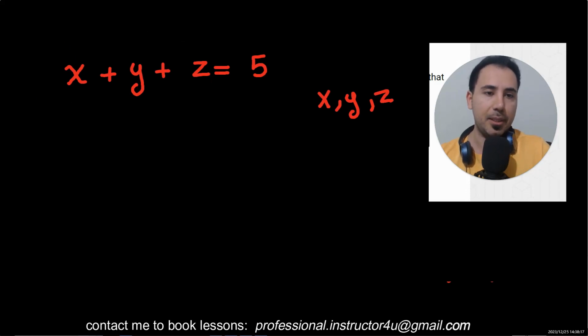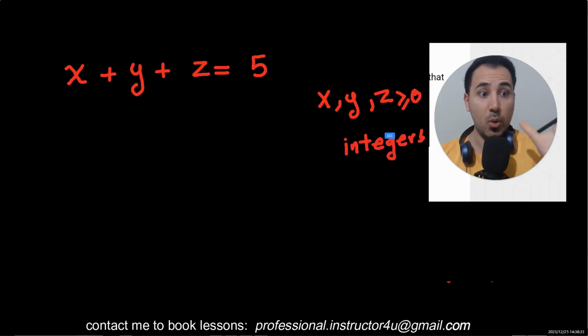So to make it complete, x, y, and z all have to be more than 0, and all of them are integers. They are whole numbers, okay? These are the conditions for when we want to use the stars and bars. Now let's look.